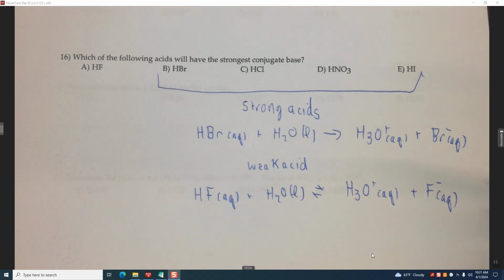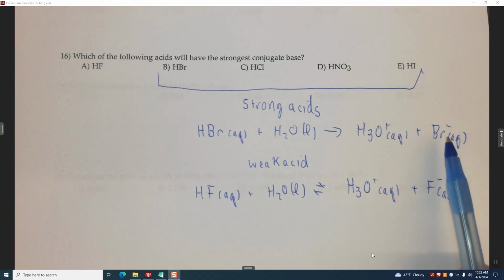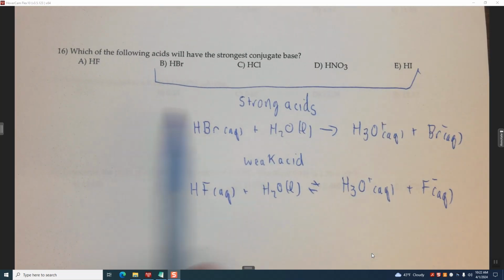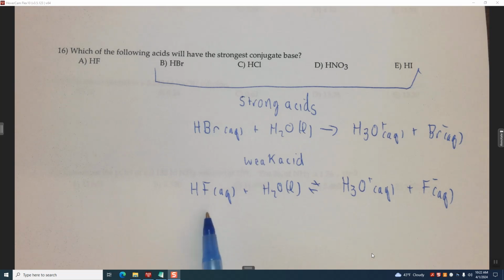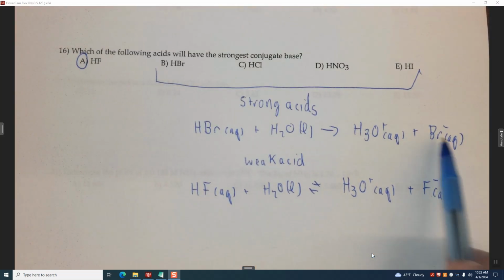So the reaction is able to go in this direction because this is a much stronger base than this, or Cl-, or NO3-, or I-. I just wrote the top one, or the first one, but it applies to all the other ones. Since this is a weak acid, its conjugate base is a far stronger base. In fact, this is not a base at all. This would just give you a neutral solution.